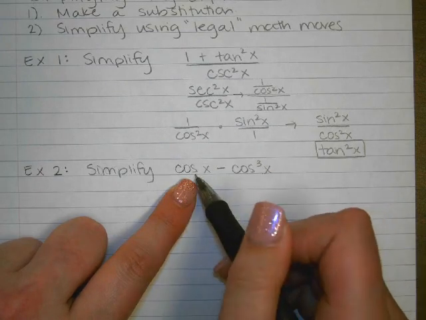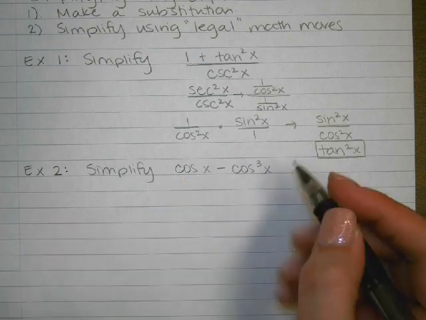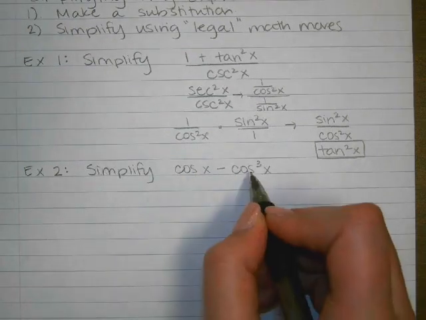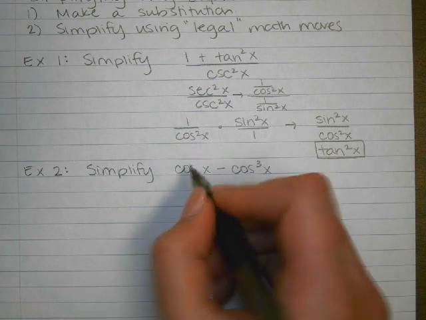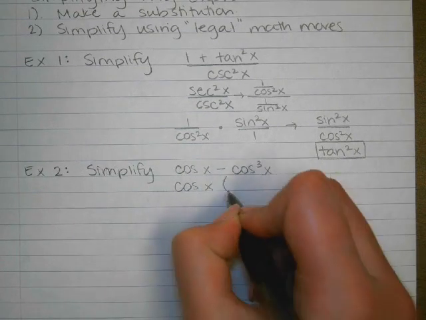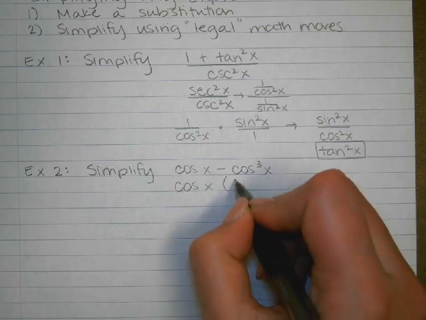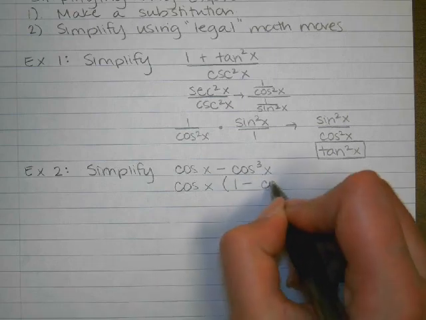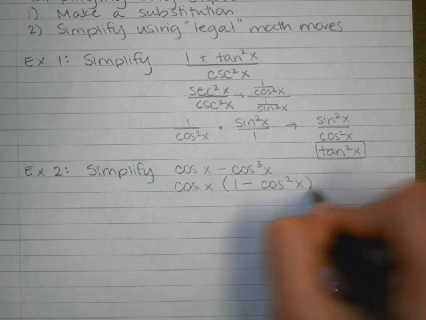Cos could become 1 over secant. That doesn't feel like it's going to make anything better. So what I'm going to go ahead and do is I'm going to factor this. I see that there's a GCF of cos, so I'm going to say this is cos x, and that leaves me with 1 minus cos squared x.